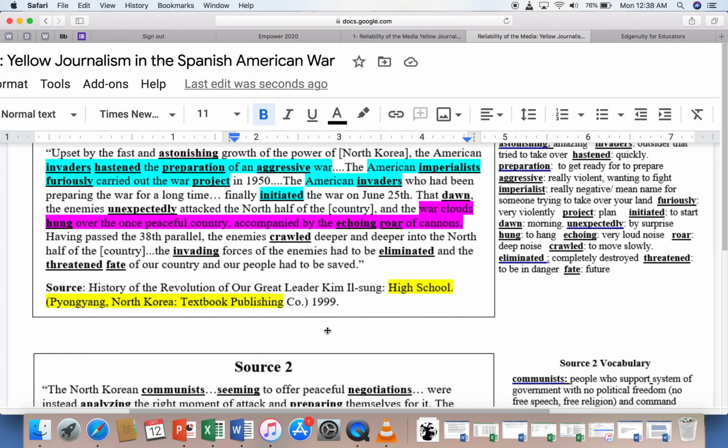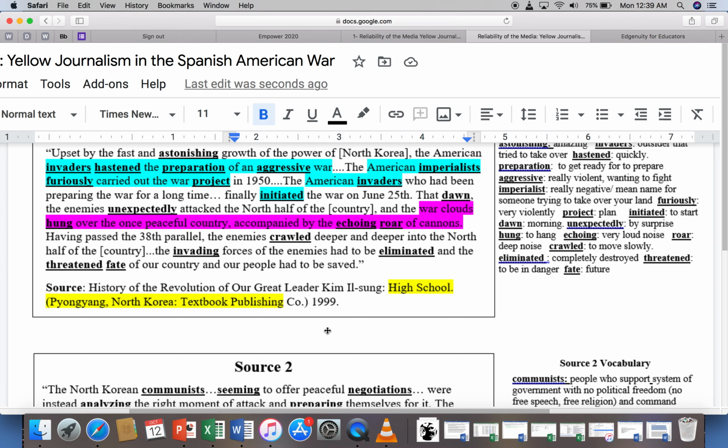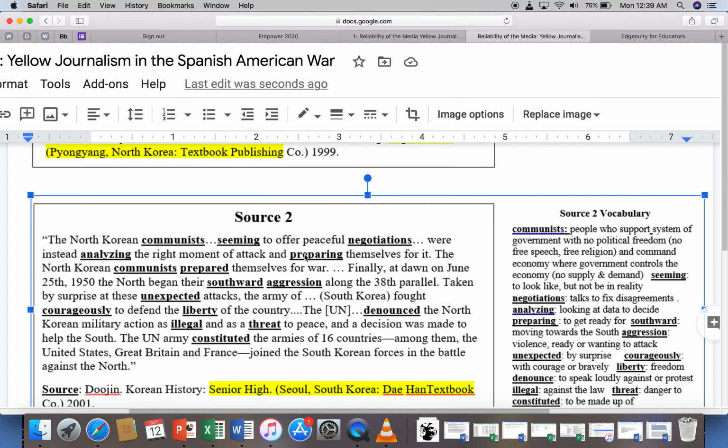History books should tell you, hey, this happens, then this happens, then that happens. They shouldn't really be that interesting, because the more interesting they are, it means that somebody is sort of exaggerating or saying things that they probably shouldn't, instead of, hey, this happened, then this, then that. And so I think the fact that this textbook uses things like war clouds hung over the once peaceful country, accompanied by this echoing roar of cannons, is really trying to catch North Korean students' attention, and then those words in blue are really trying to teach these kids that the United States is bad. So I think that's going to be my answer here, a mixture of both of those.